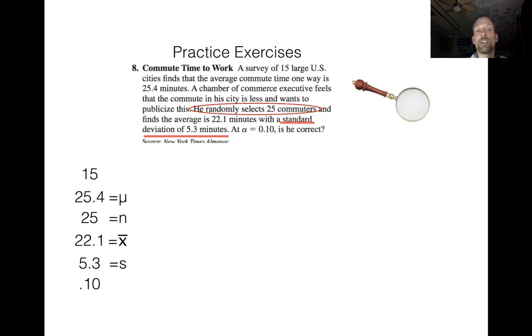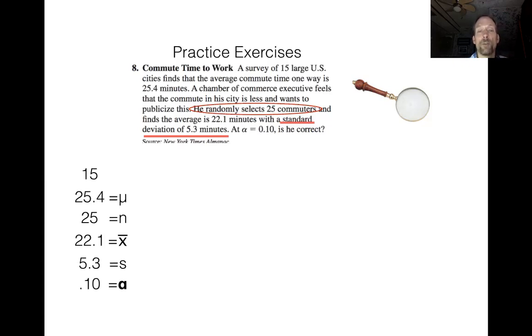25.4 is actually going to turn out to be the mu because it's the only average left in the question, and it's certainly not connected to the information of what's happening with the sample of 25 commuters. So it must be mu. We know our alpha level would be 0.10 because they mentioned that in the last sentence. And the only number that we have left to worry about is the 15.